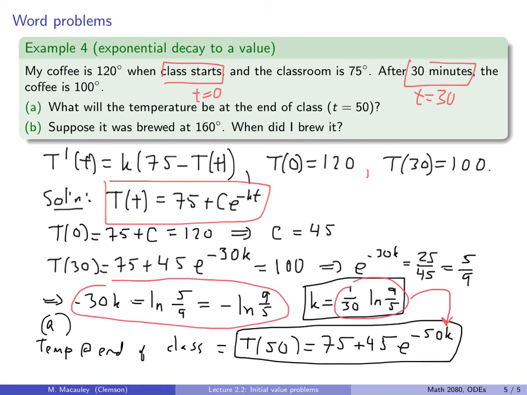And on exams, you are welcome to do something, as long as you tell me what k is and you have the correct function like this, you're good. Okay, let's do part B. Suppose it was brewed at 160 degrees. When did I brew it?